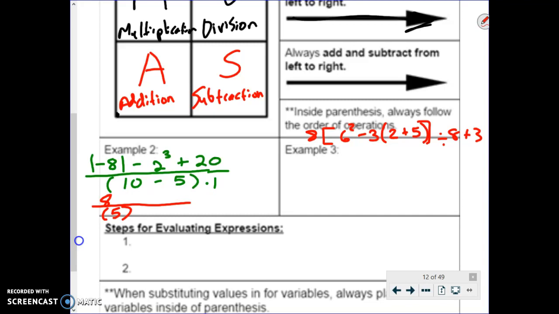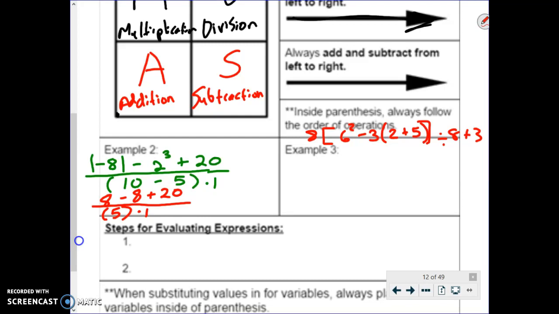I'm going to go ahead and do one more thing here. I'm going to knock off this exponent for the sake of room. 2 to the third power is 2 cubed, or 2 times itself 3 times. So 2 times 2 is 4, and 2 times 4 is 8. So this is minus 8 plus 20, and then I have a multiply by 1 on the bottom.